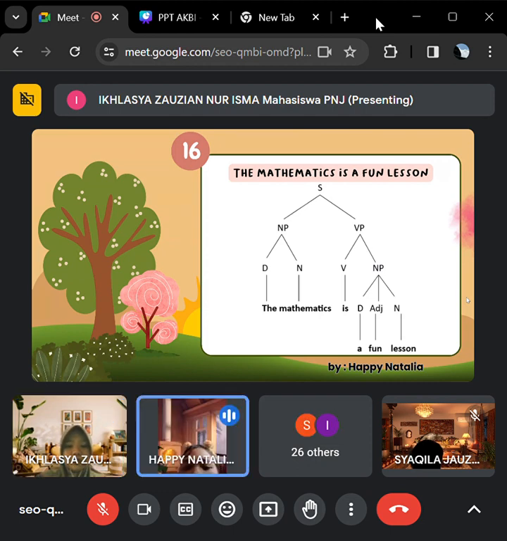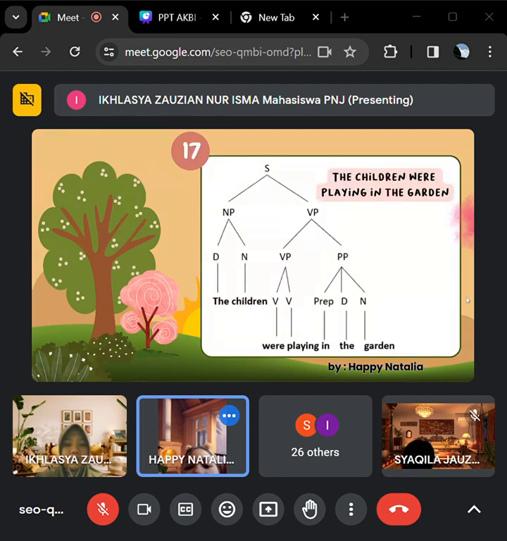Mathematics is one missions. The is a determiner. Mathematics is a noun. The mathematics is a noun phrase. Is a verb. A is a determiner. Fun is an adjective. Reason is a noun. A fun reason is a noun phrase. Is a fun reason is a verb phrase. The mathematics is a fun reason is a sentence.